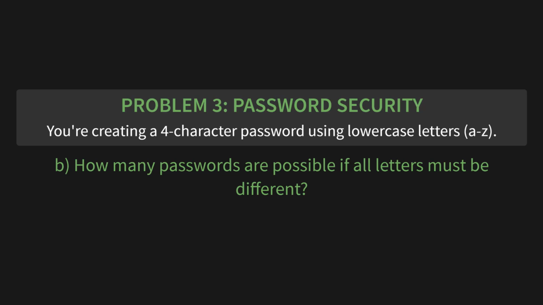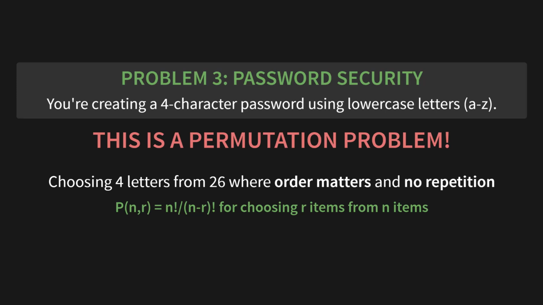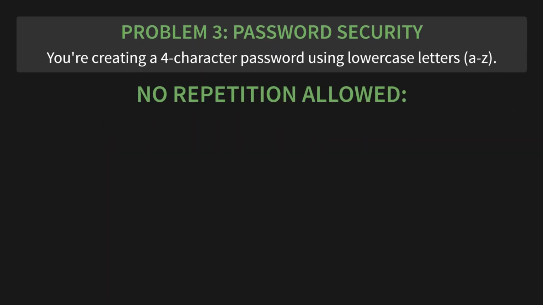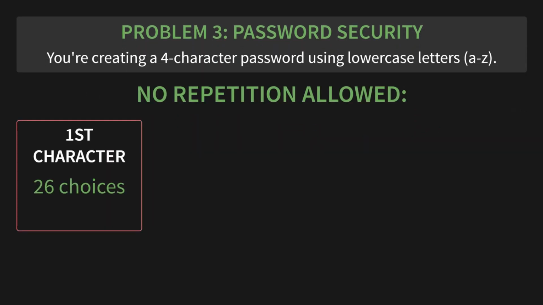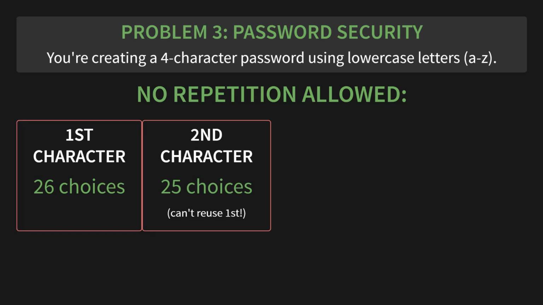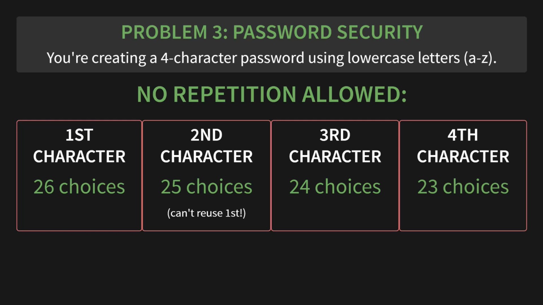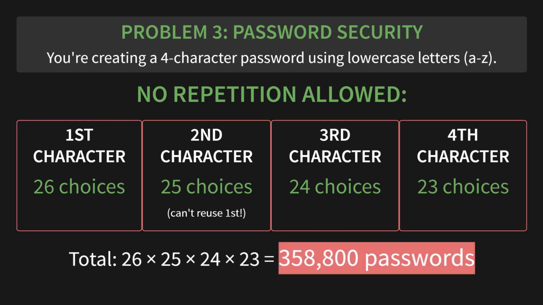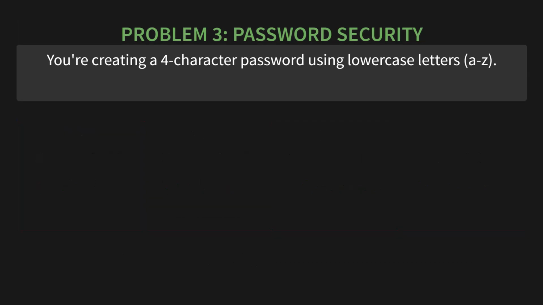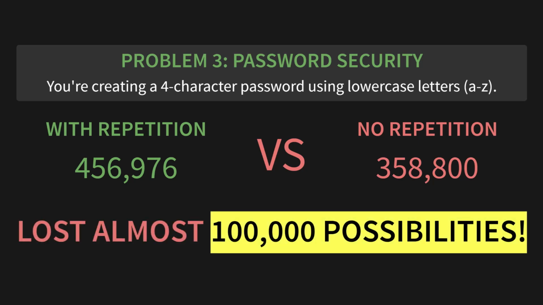But what if all letters must be different? Now it's a permutation problem. We're choosing 4 letters from 26, where order matters and no repetition is allowed. Think about it step by step. First character, 26 choices. Second character, 25 choices. Can't reuse the first. Third character, 24 choices. Fourth character, 23 choices. Crunch those numbers, and you get 358,800 passwords. Wow. We lost almost 100,000 possibilities by not allowing repetition.